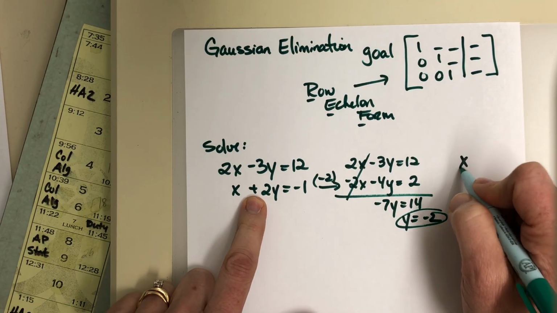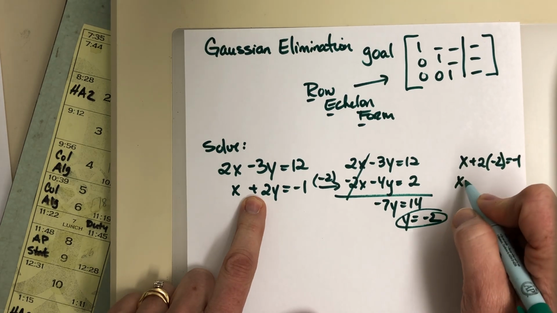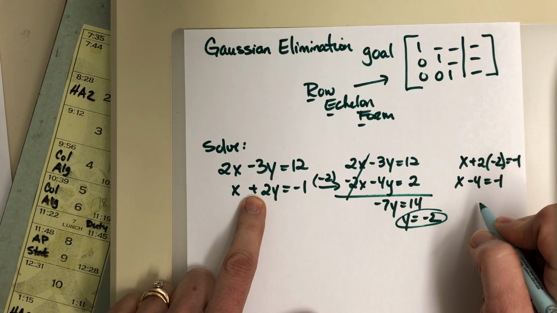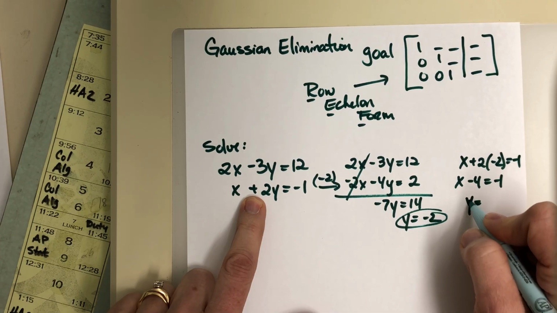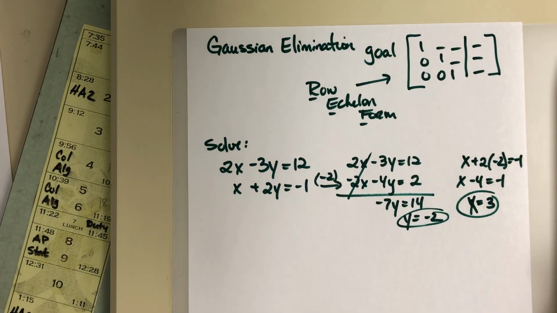So you would say x plus 2 times negative 2 equals negative 1. Therefore, x minus 4 equals negative 1. Therefore, x is equal to 3. So we've just solved for x and y using a series of an elimination. That's not hard. You're very comfortable with that.